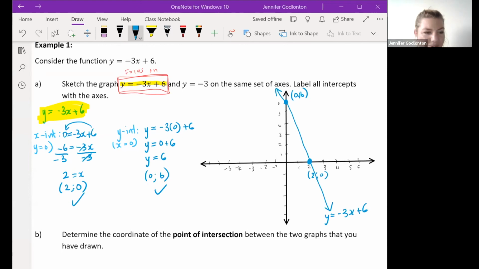Then we have to draw this graph over here of y equals negative 3. Now, is that graph, y equals negative 3, going to be a vertical graph or is it going to be a horizontal graph? If it's y equals negative 3, is it going to be vertical or horizontal? Which one is it going to be? Y equals negative 3.